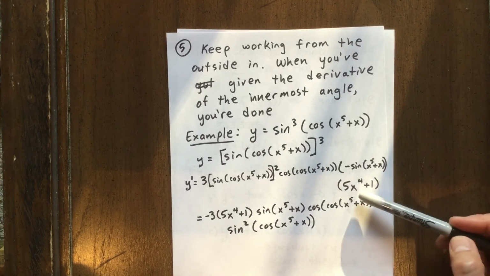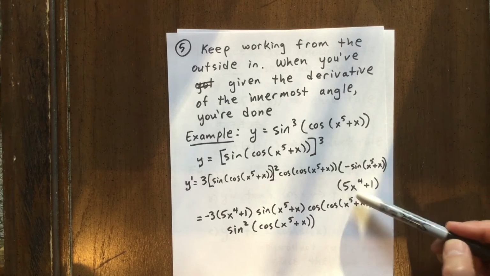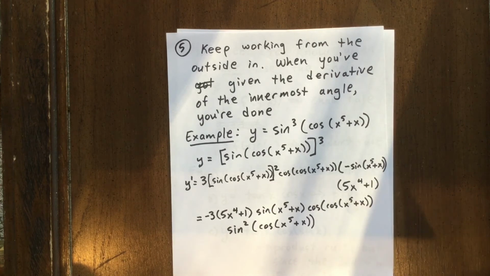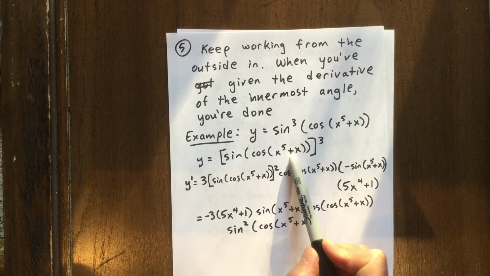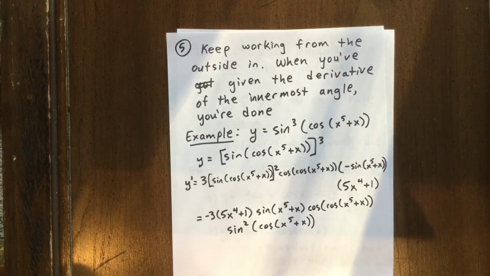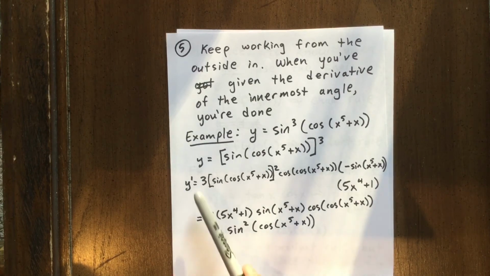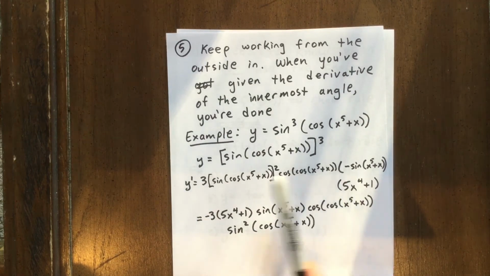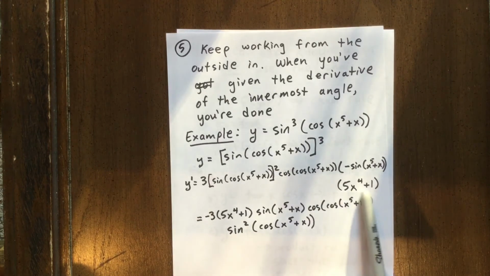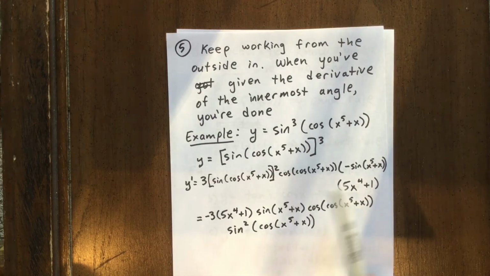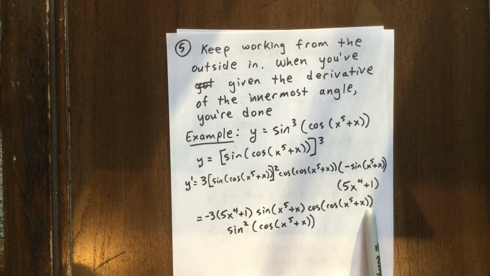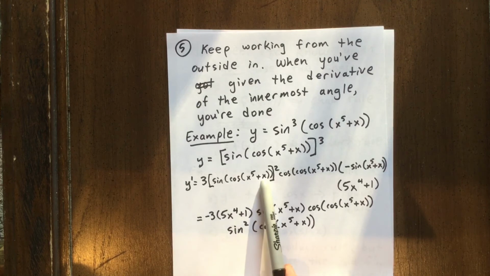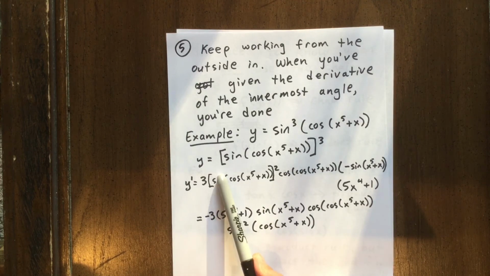Now, I've seen people then multiply by the derivative of this, which would be 20x cubed. But that would be incorrect. The innermost angle here is that x to the 5 plus x. Once you've given me the derivative of that within that chain rule, you're done your chain rule. And now I like to put everything in a proper order. So this is negative 1 times 3 times 5x to the 4 plus 1. And then I've got the sine of x to the 5 plus x, cos of cos x to the 5 plus x, and then I've got this block squared, so I can call it sine squared of this block.